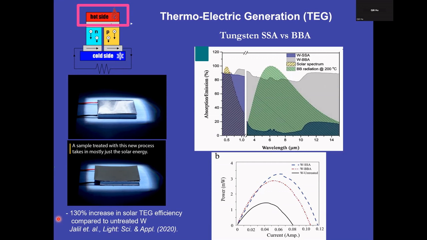And there's more to it. I've oversimplified it. We have to design a so-called selective solar absorber, not just black, but also one that minimizes the IR radiation, okay? So if you are interested, I put all the references here. You can go look them up.